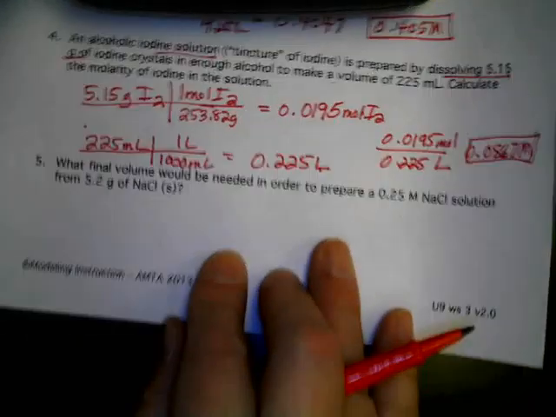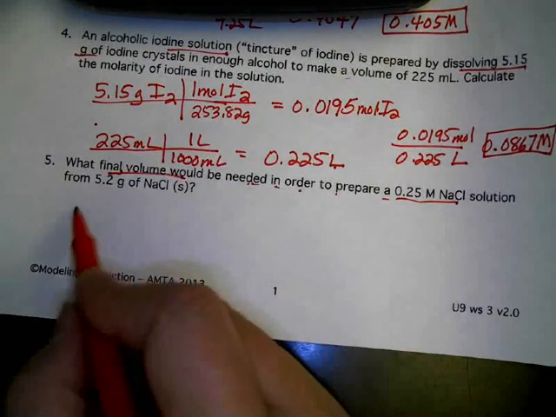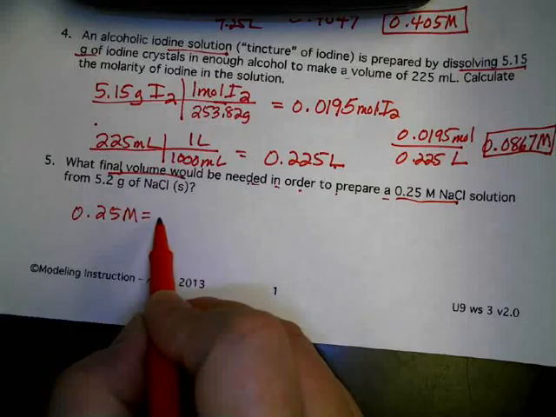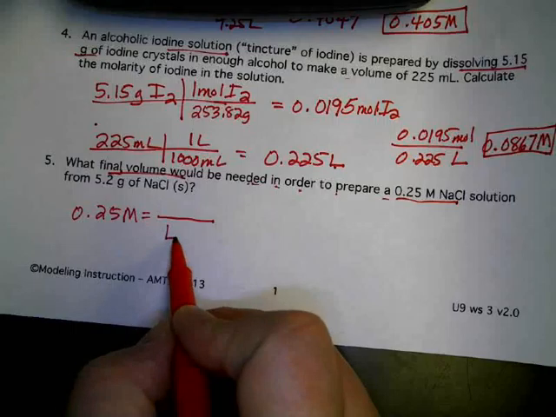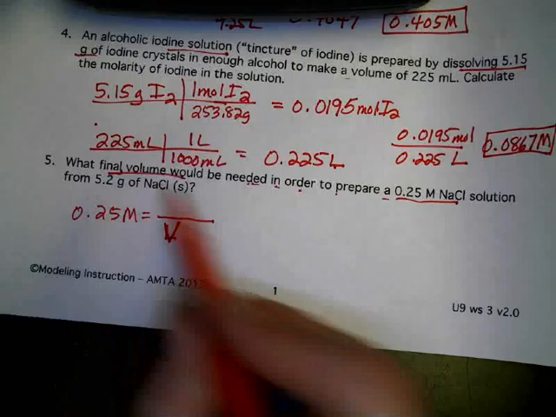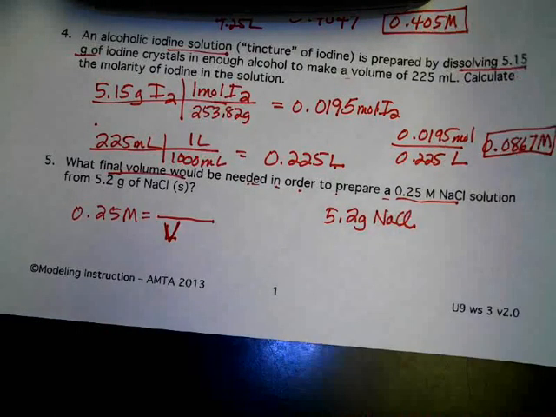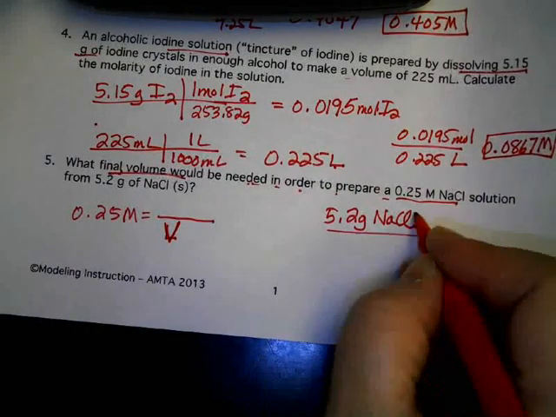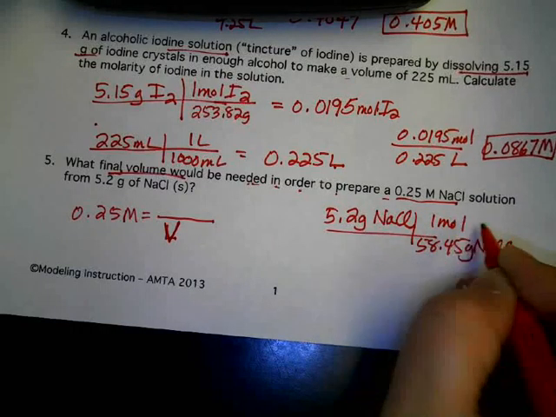And last one, what final volume would be needed in order to prepare a 0.25 molar solution? This time they're giving me the molarity, and they want to know the liters, or volume, either way, in liters. And then I'm going to have to find the moles up here. So 2.5 grams of sodium chloride: sodium's 23 and chlorine's 35.45. So that's 58.45 grams of sodium chloride in 1 mole.